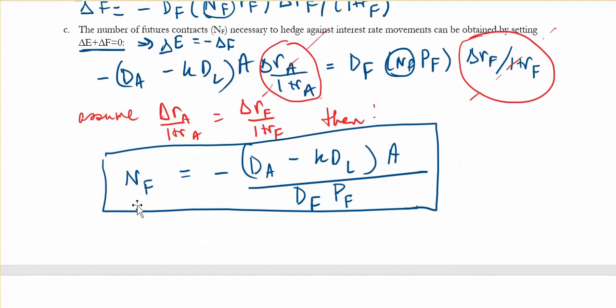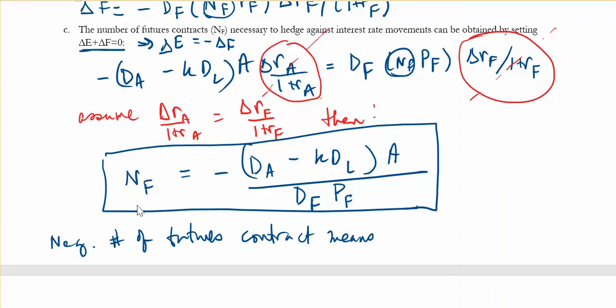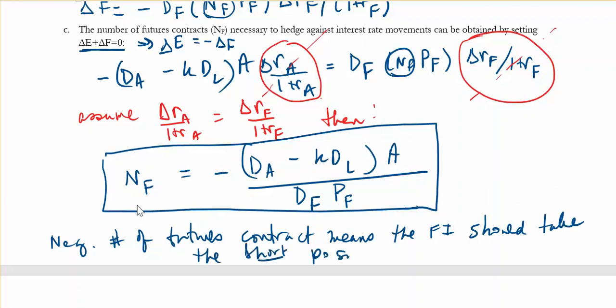Now, what does it mean to have negative contracts? So a negative number of futures contracts means the financial institution should take the short position, which means they will be selling, they will sell bonds at the futures price.